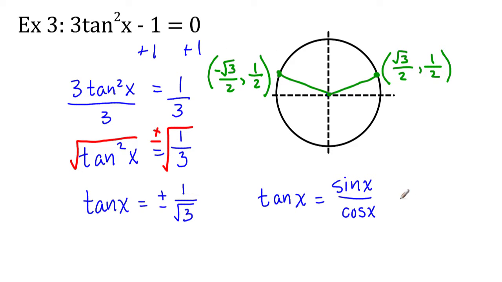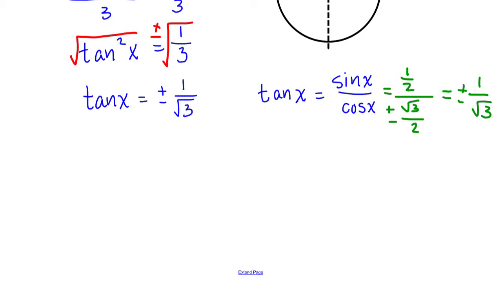So at pi over 6 and 5 pi over 6, if we divide sine by cosine, or y by x, we will end up getting 1 over the square root of 3. It's positive for pi over 6, and it would be negative for 5 pi over 6. So our two solutions would be pi over 6 and 5 pi over 6 on the interval from 0 to 2 pi.